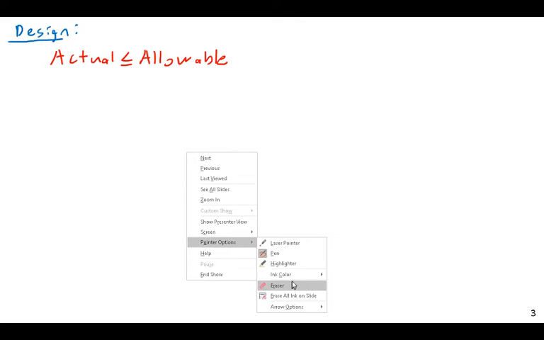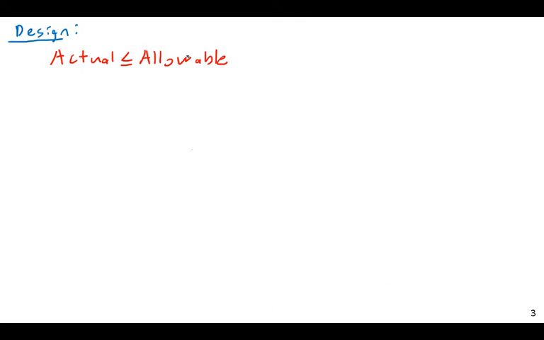And what does that mean? In the context of beam design, our actual is going to be a normal stress. So sigma max actual is less than or equal to sigma allowable. And then we can say, okay, what is sigma allowable equal to? Well, that's going to be sigma fail, the failure stress, over the factor of safety.